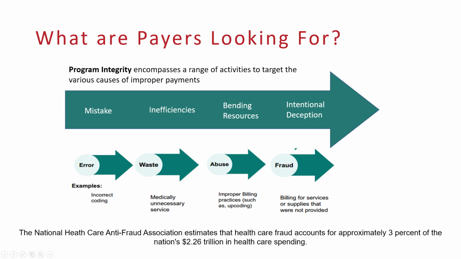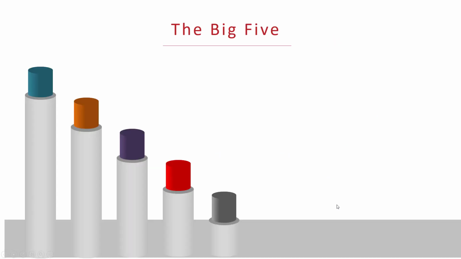But for the most part, fraud accounts for only around 3% of the healthcare spending estimates or fraud estimates. So errors and waste are a lot more difficult to identify. That's why CMS has turned to these more advanced technologies. Now, there's five primary areas that the auditors look at.